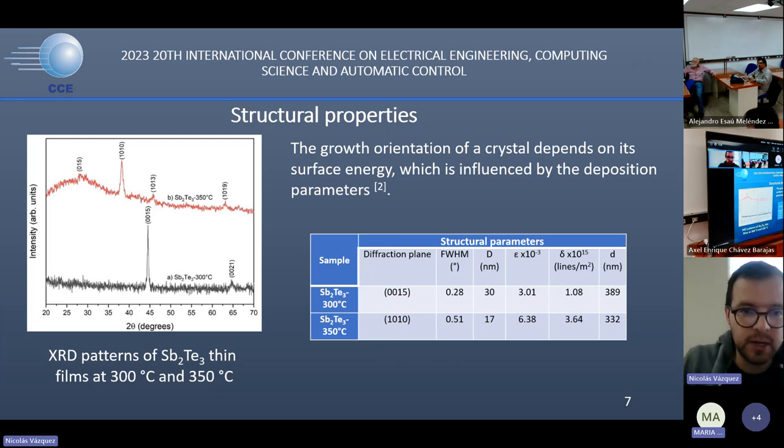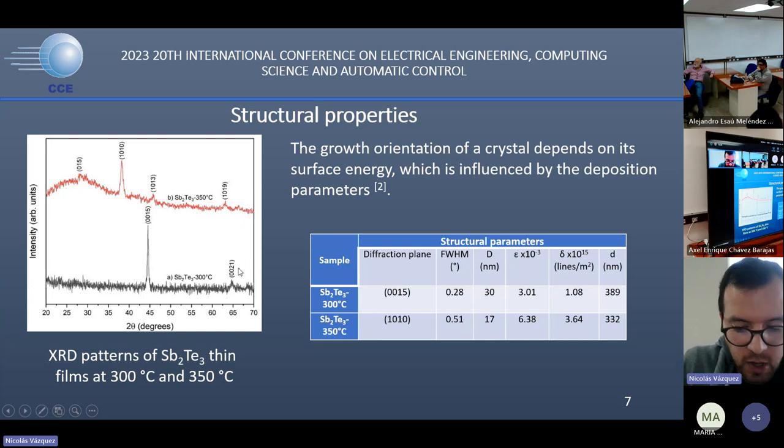Okay, moving on to the structural properties. Here we have the XRD patterns of the films that were grown at two different substrate temperatures. In the sample grown at 300 Celsius, we have an intense peak around 45 degrees that indicates a highly dense area with 0015 orientation, whereas the sample grown at the higher substrate temperature, 350, has a highly intense peak with an orientation of 1010. We can appreciate that these two patterns are completely different from each other. Obviously, the substrate temperature has an influence on the crystal growth in these samples.